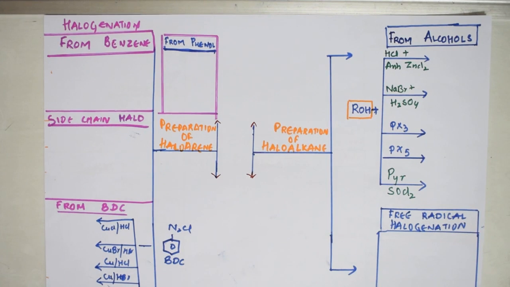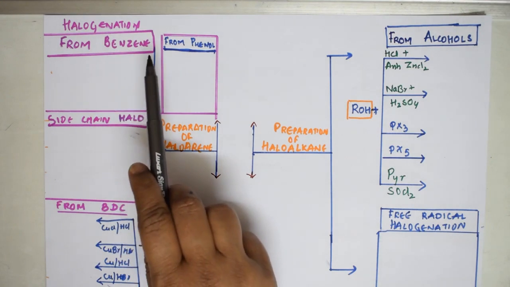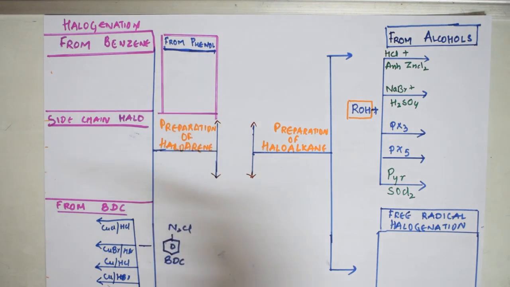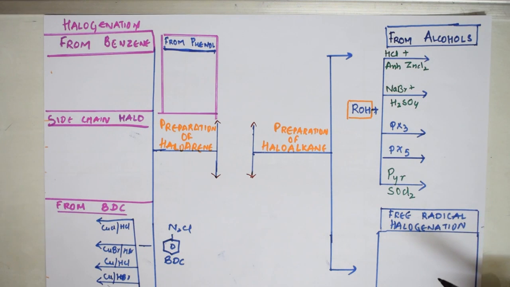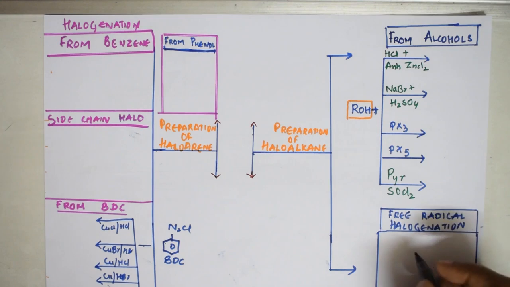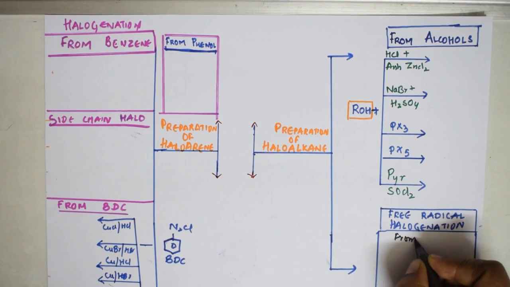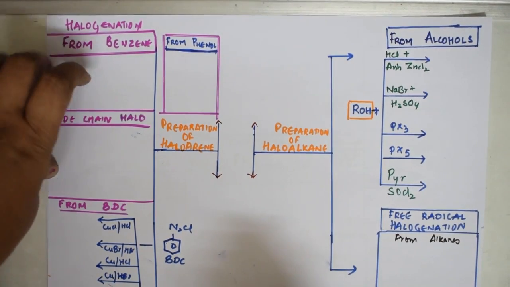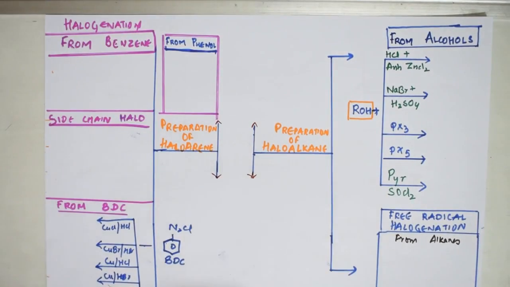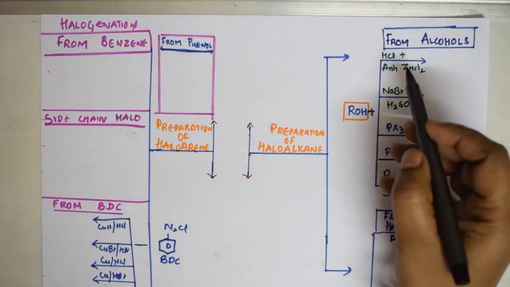So when I have to prepare haloarenes, I am going to obtain haloarenes from benzene, phenol and BDC. So here we have alcohols and free radical halogenation of the alkanes. This is from alcohols, this is from alkanes, and here we have from benzene, phenol as well as BDC. Let's start.